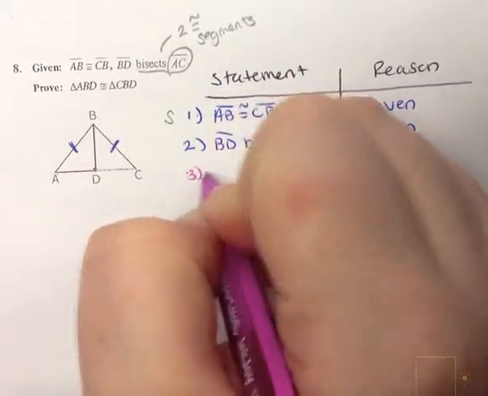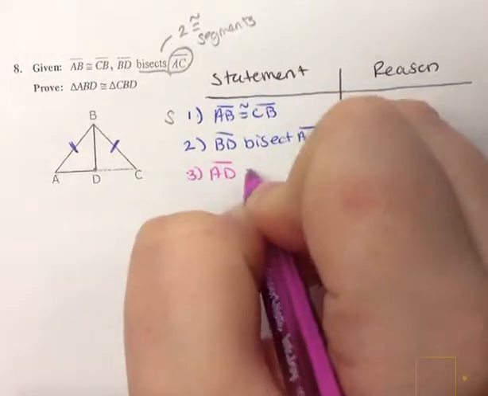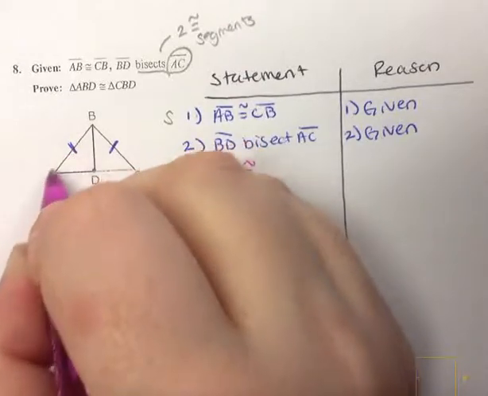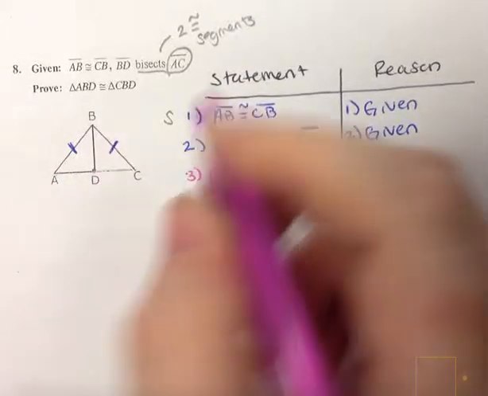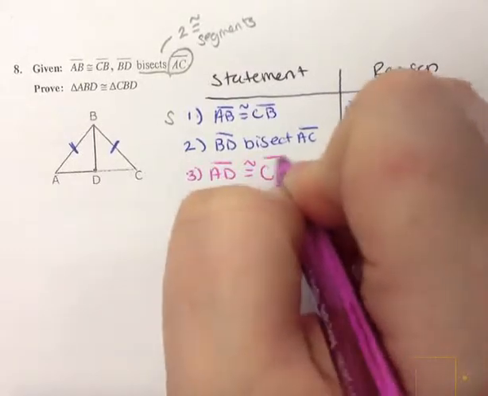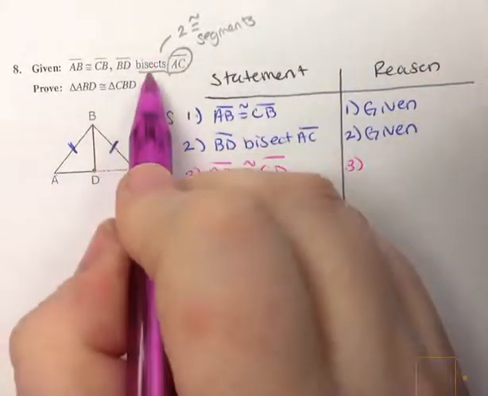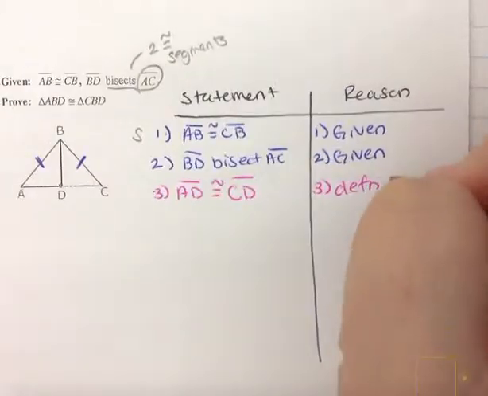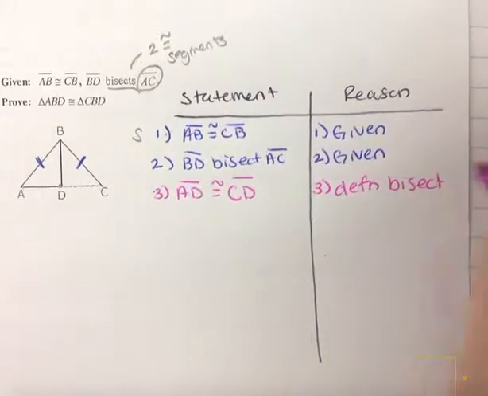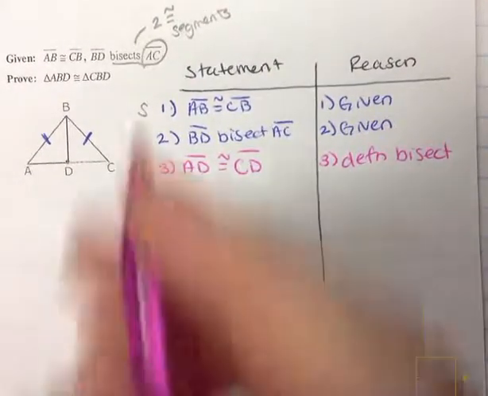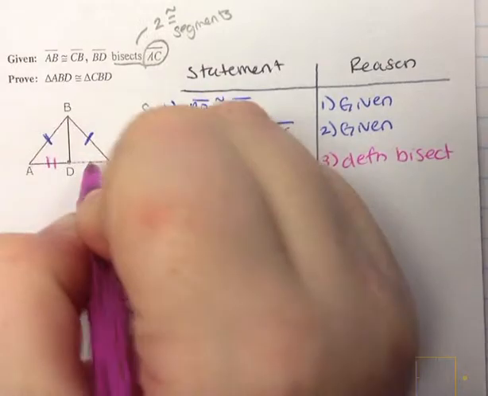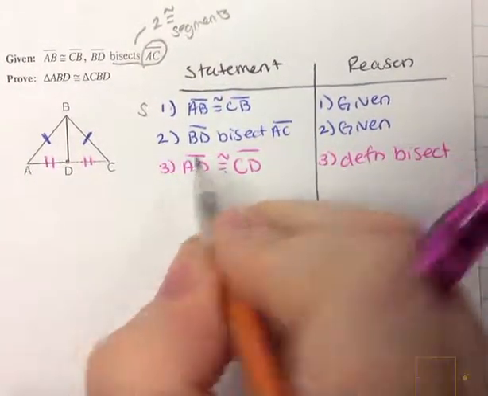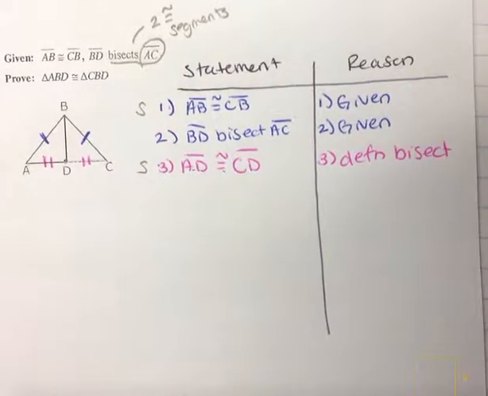So statement 3 would be segment AD is congruent to segment CD, not DC, because A is on that 1 tick mark and C is on that 1 tick mark. So we start with CD. And that is the definition of bisect. Because it's not an angle, we can just say definition of bisect. If it was an angle, we would say definition of angle bisect. Now we can mark that. So segment AD is congruent to segment CD. That is a congruent segment. Put an S beside it.